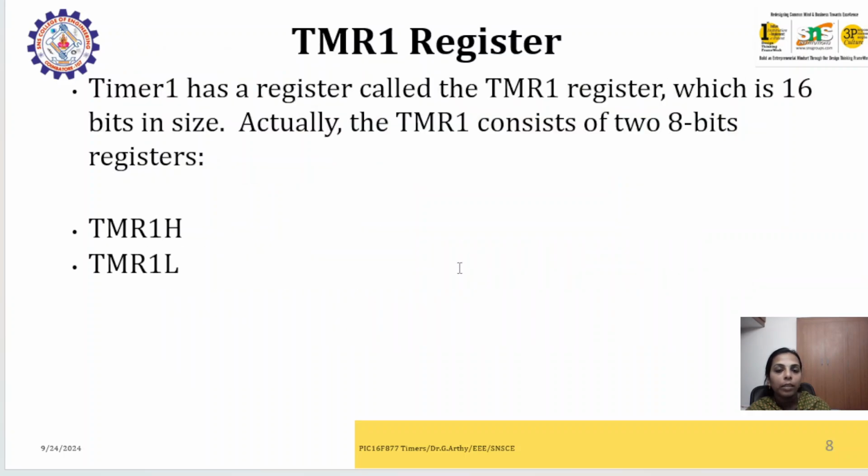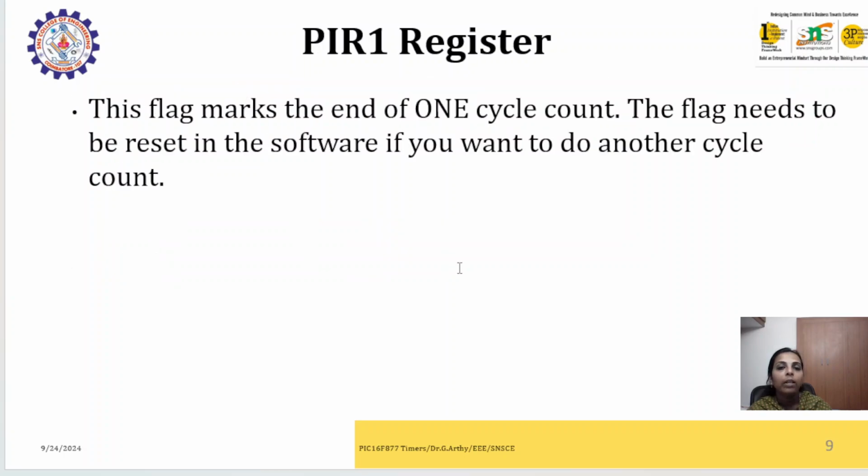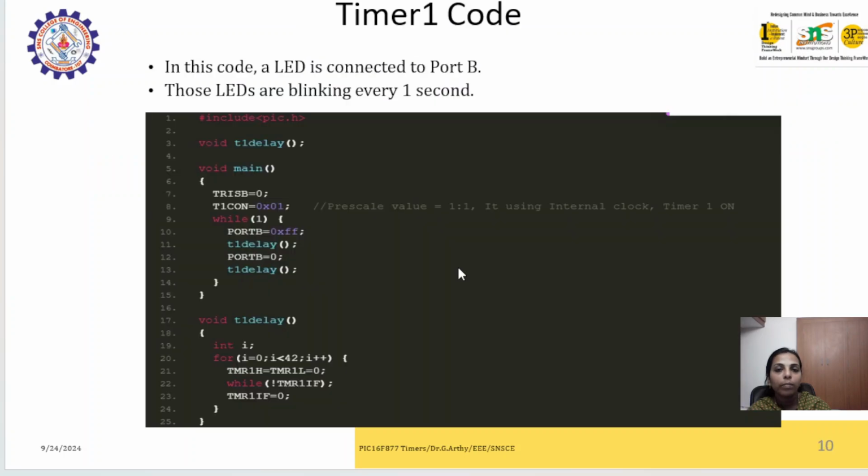Then the other register, the TMR1 register, is a 16-bit register. It is divided into higher order 8 bits and lower order 8 bits. Then the PIR register, this flag marks the end of one cycle count. The flag needs to be reset in software if we want to do another cycle count.